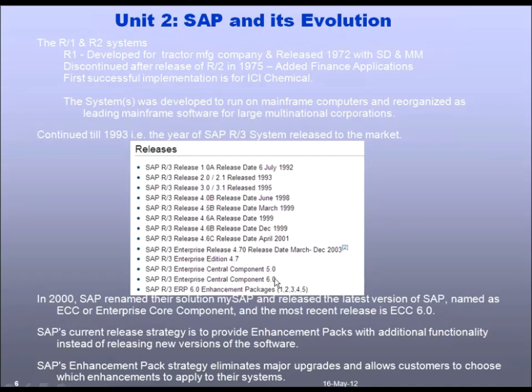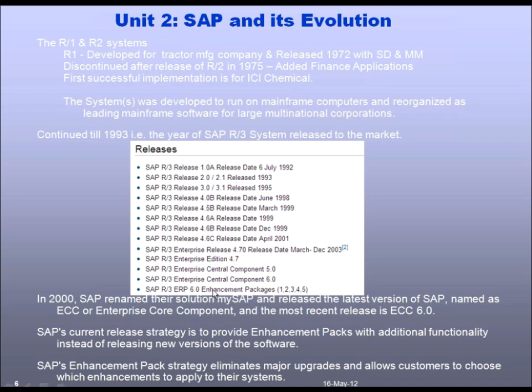Versions means there will not be any ECC 7.0, but instead of that, let us release patches. Like Windows, Microsoft releases patches. Similarly, SAP also started releasing, or rather, followed that approach.